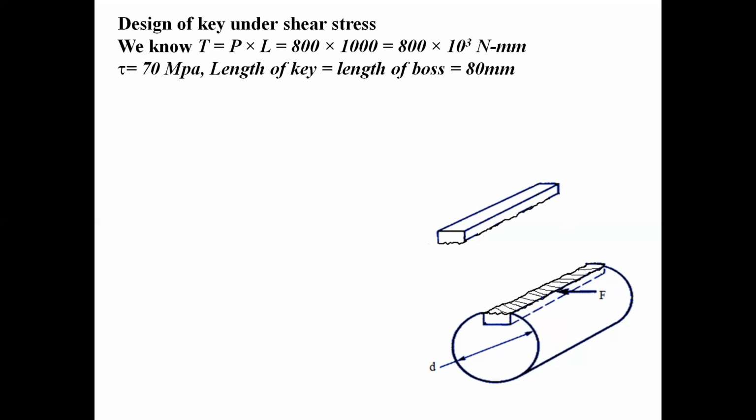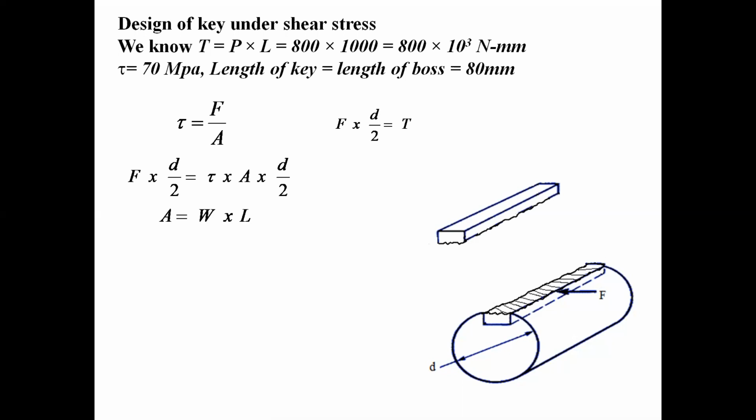Now here the length of the key is equal to the length of the boss because the key is inserted inside the boss. So the length of the boss can be the safest length for the key. So 80 mm we are going to consider. Now here it is a direct shear stress, so F by A. Now we know the torque, because torque equals P into L, which is 800 into 10 power of 3 Newton mm.